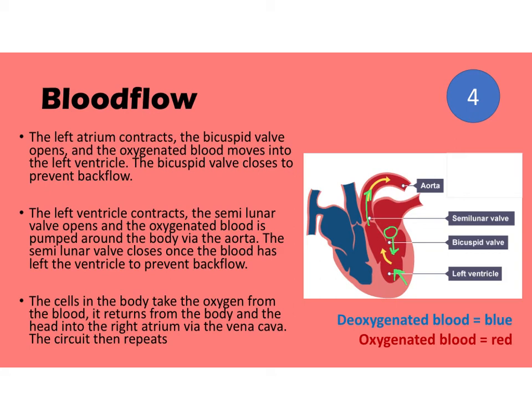The cells in the body take the oxygen from the blood. It then returns from the head and the rest of the body into the vena cava, and then the circuit repeats. We're back to stage 1. So that happens every time our heart beats. Deoxygenated blood comes in and out of the right side of the heart, and oxygenated blood comes in and out of the left side of the heart.